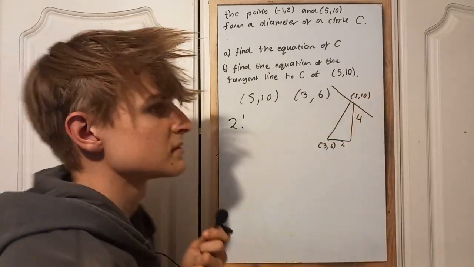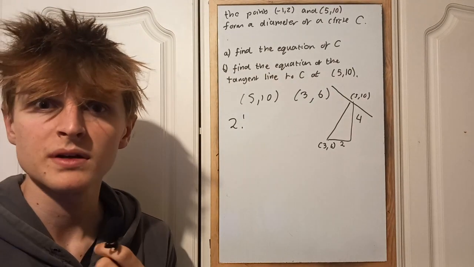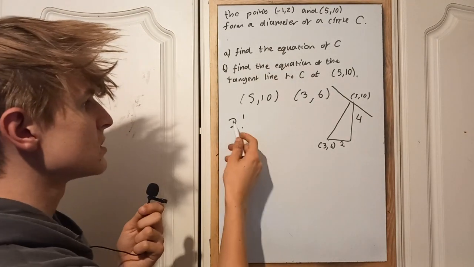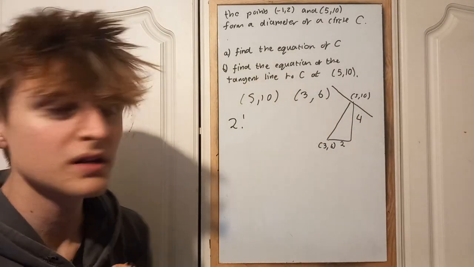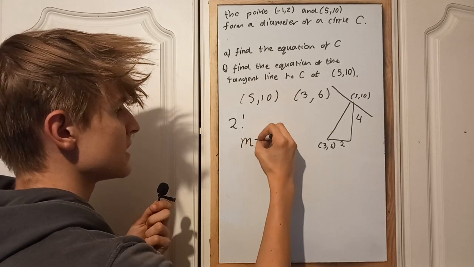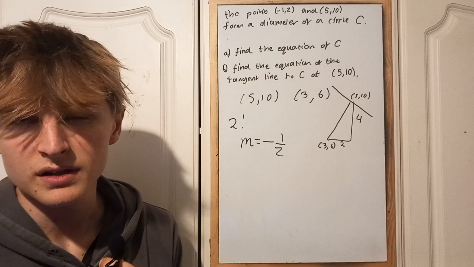Now we're going to use the relationship that this will be the tangent line, by the way, and that perpendicular gradients multiply to give -1. So we know that 2 multiplied by the gradient of our tangent line should be equal to -1. Or in other words, the gradient of the tangent line should be equal to -1/2. You can do that maths in your head if you like.